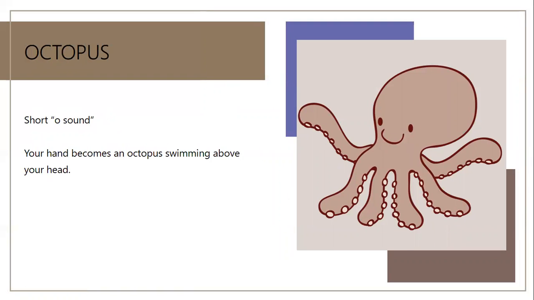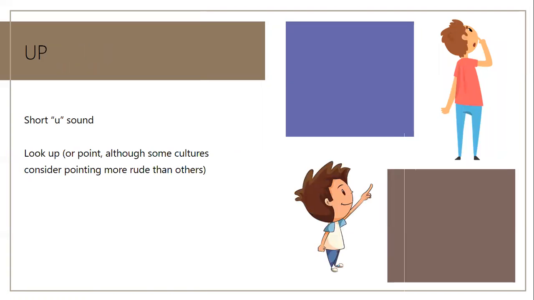Anyways, short O, octopus, so you have the octopus swimming above your head. So that one's fun. Sorry, I'm afraid someone is behind me. All right. And then last one, short U, up.